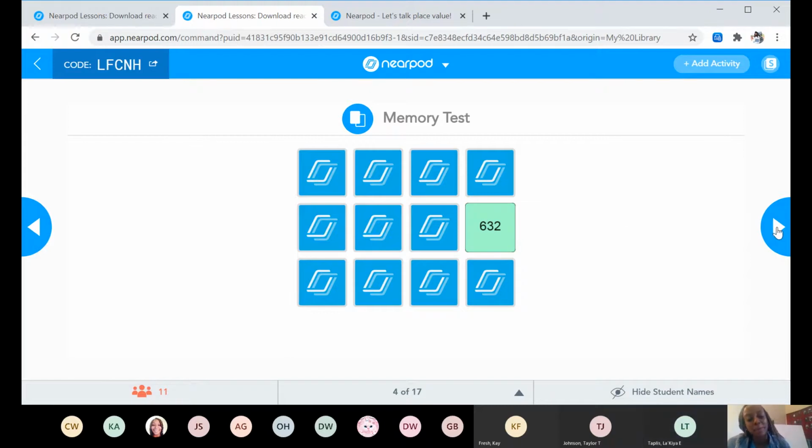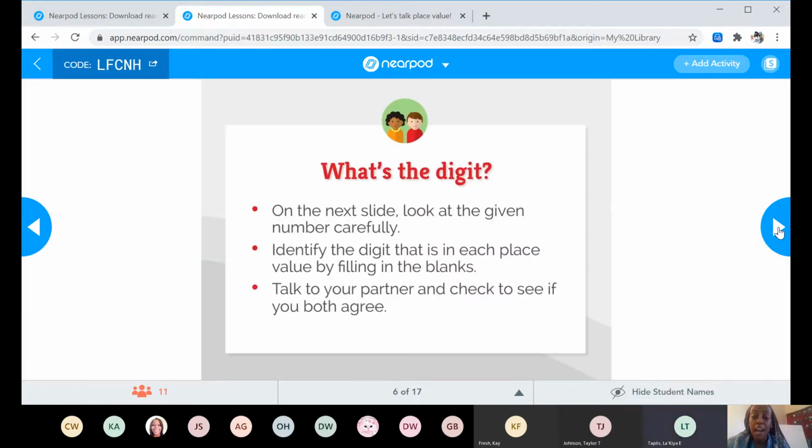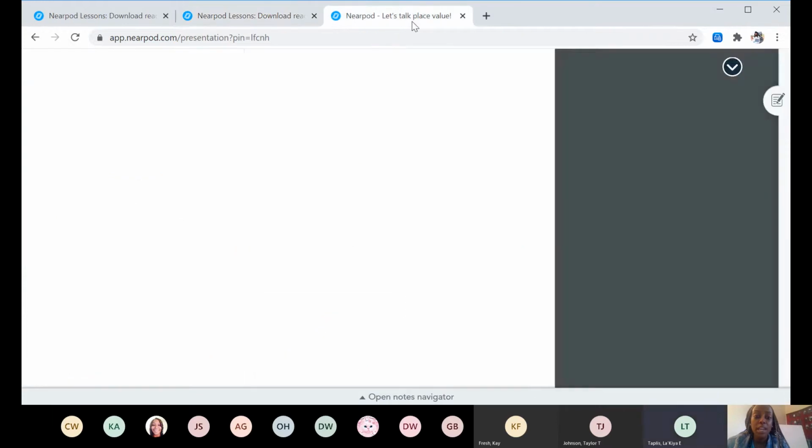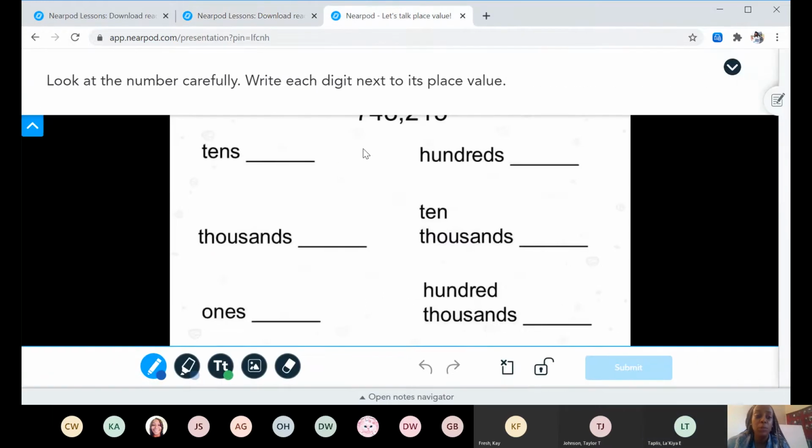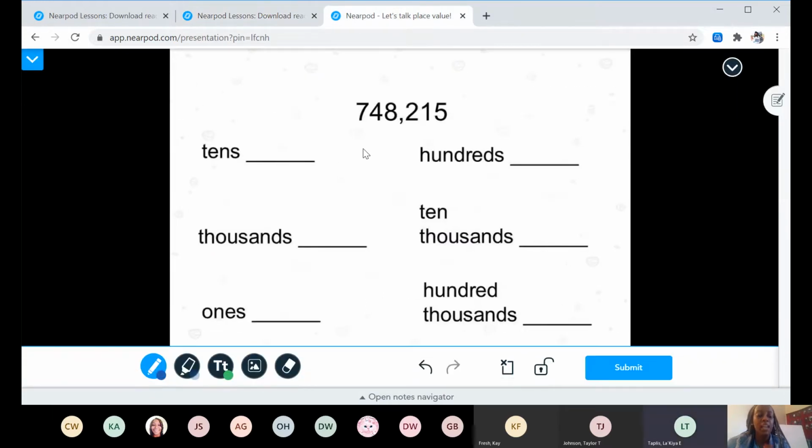So we tried to do our memory test. It kind of helped us out a little bit with remembering how to read our numbers. So now we're going to go even further into this. You should still be viewing my screen. Can I get one more brave student to help me read our new number?